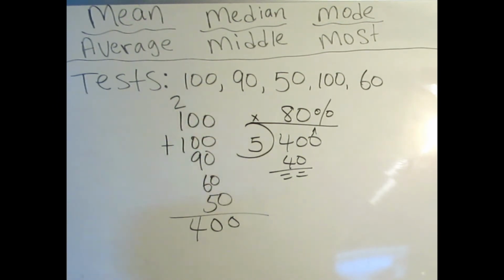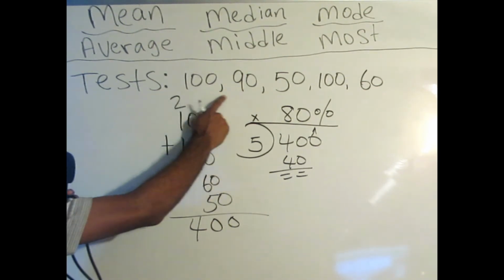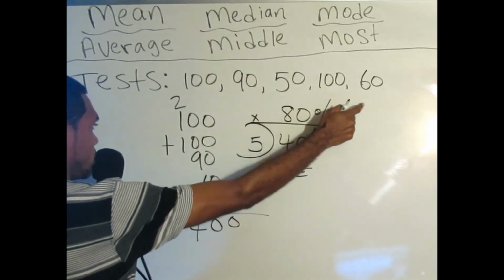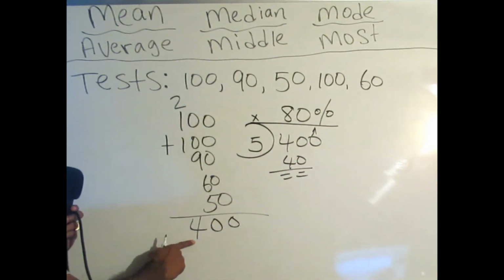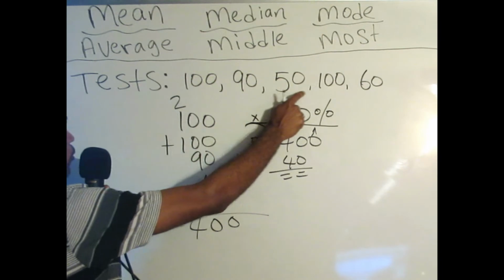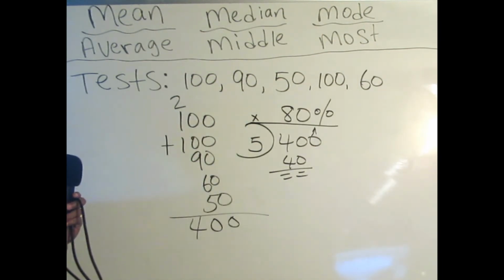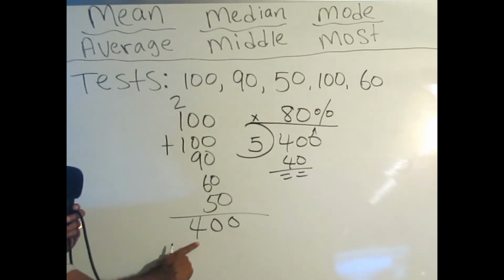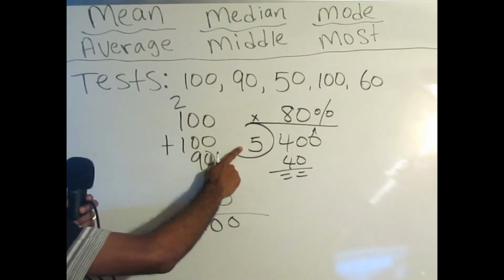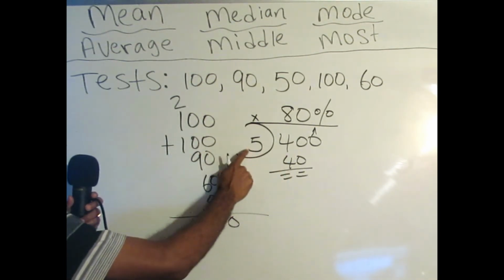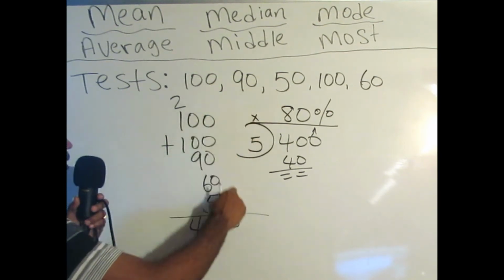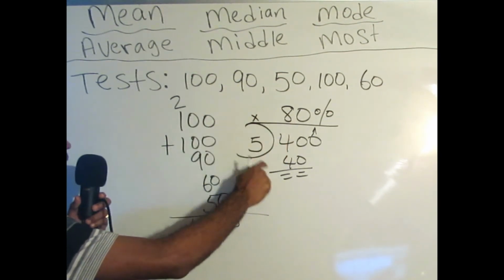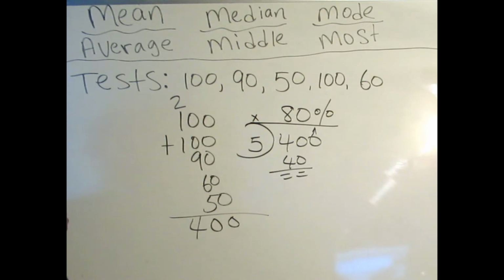Again, remember, for this first step we're finding the mean, which is the average, and we have 5 different test scores. We have 100, 90, 50, 100, 60. And how did we get this 400? We add up the 5 different scores from the different tests that the student took, and that gave us 400 points. And the second step, you divide that 400 by 5 because it's 5 different tests. 5 into 400, we get 80%. So the student got 80% as their mean or average.